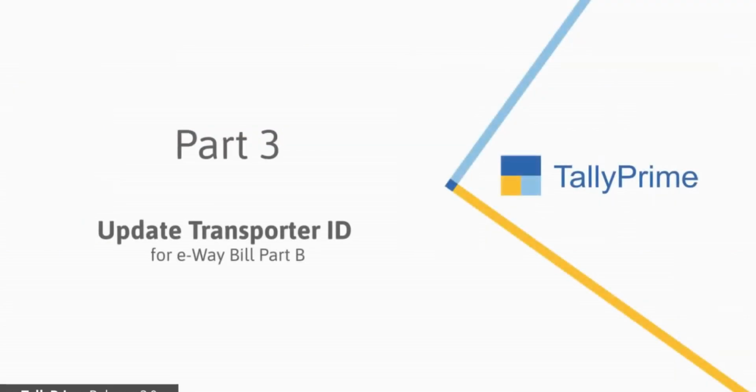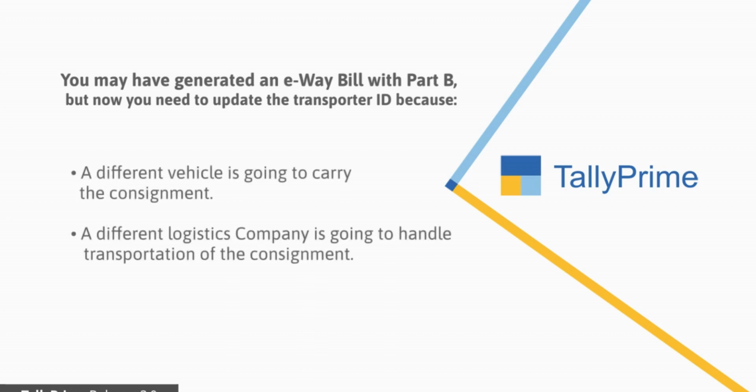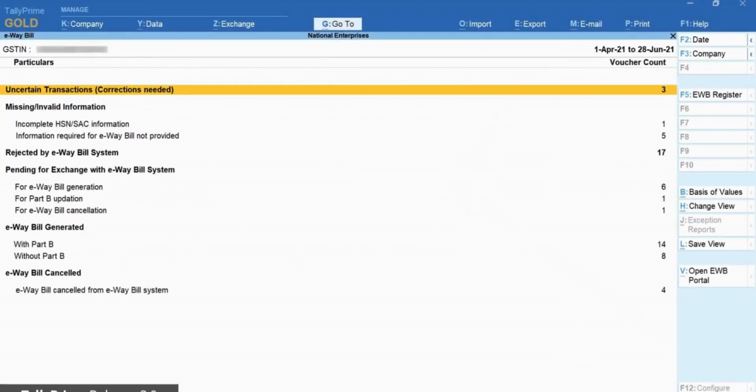Let's now take a look at the process of updating the transporter ID. You may have generated e-waybill with Part B and now you want to update the transporter ID as another transporter is replacing the existing transporter. This situation arises when a different vehicle is going to carry the consignment or a different logistics company is going to handle transportation. In such cases, you will have to update the transporter ID. Let's see how to update the transporter ID.